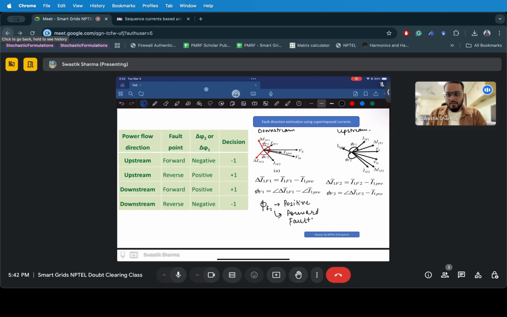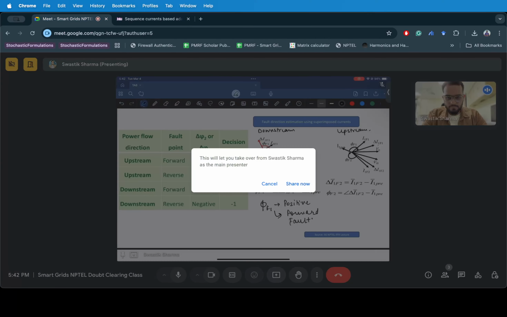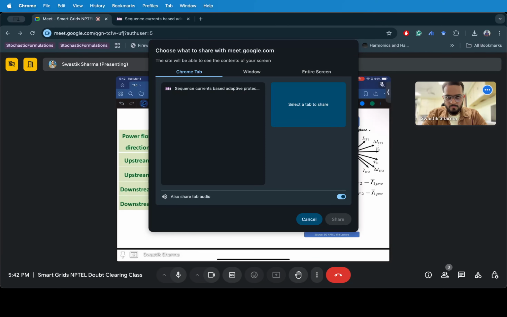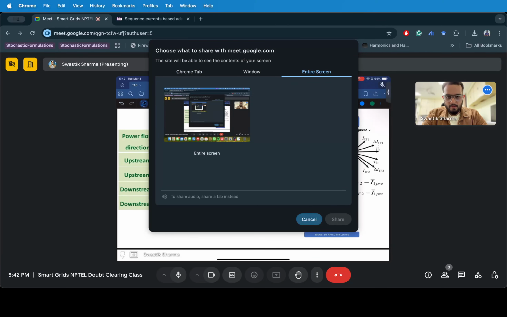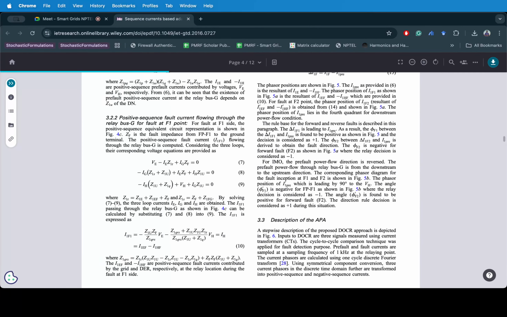So in this paper, they have talked about, if you can see it on my screen, I feel you are seeing it on my screen, right? No, you're not seeing. Just a second, let me share my screen. As a result, the phi f1 is found to be positive and plus 1, which is a reverse fault, right? Yeah, this is wrong. Plus 1 is considered as a reverse fault.